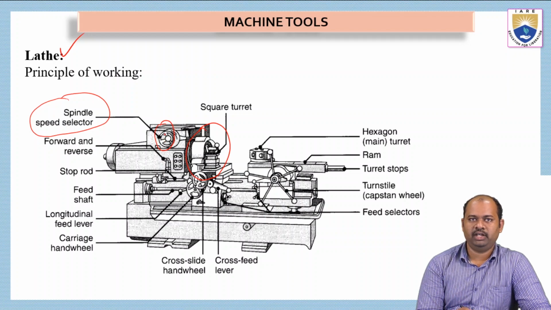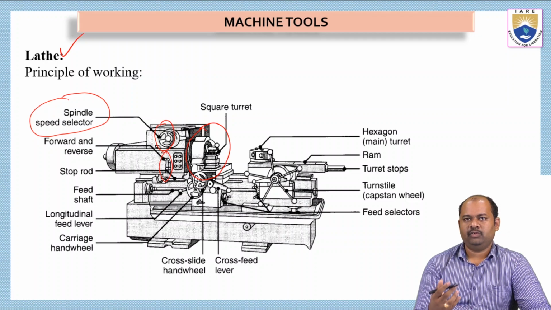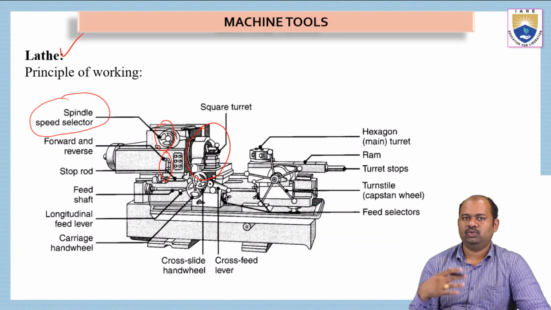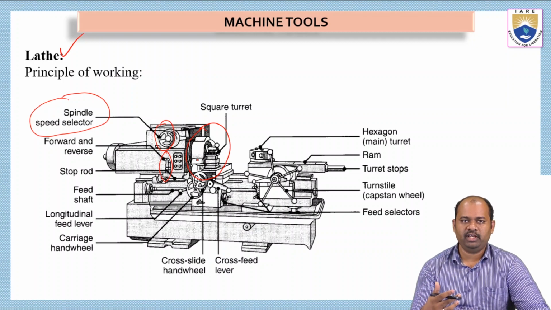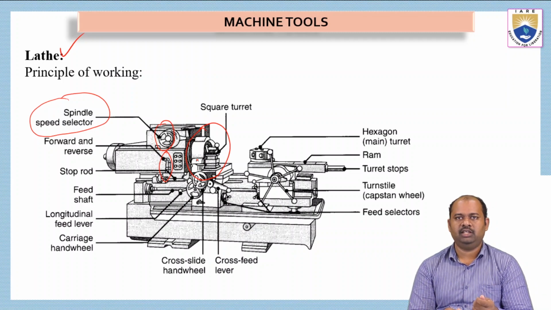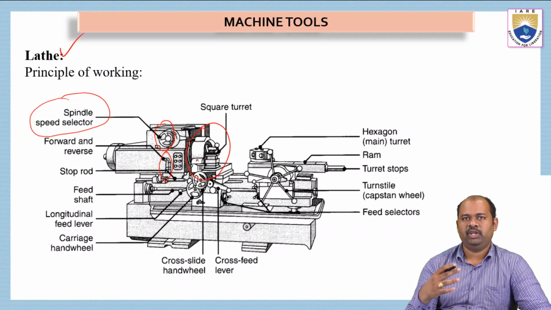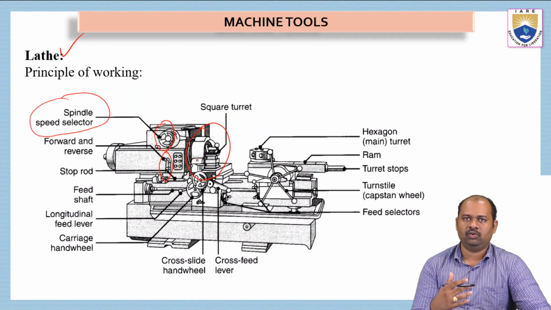And then we have the forward and reverse mechanism. Here we have a switch which can be operated in both forward and backward directions so that it will change the rotation of the spindle. In one direction it will rotate clockwise, and when operated reversely, the spindle can be rotated anti-clockwise. So we can operate this machine in both directions.